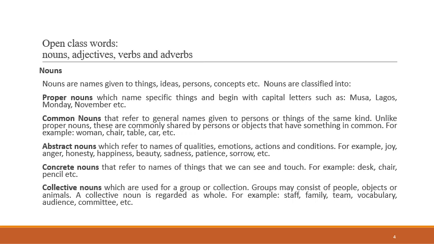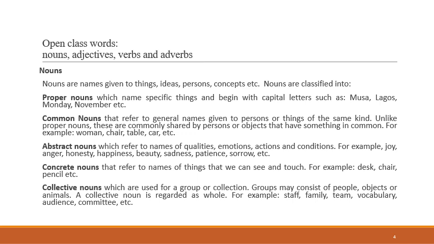Now, we also have abstract nouns. Abstract nouns are names given to emotions, names given to actions, names given to conditions. Such nouns could be like joy, anger, honesty, happiness, as we can see on the screen. Unlike abstract nouns, concrete nouns refer to things that we can see, those that we can touch. Things like chair, pencil, desks.